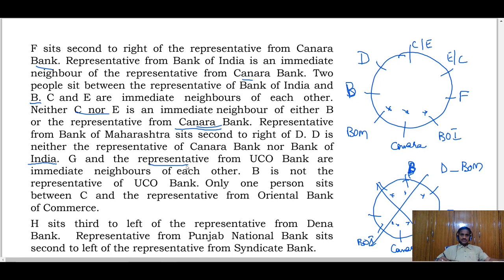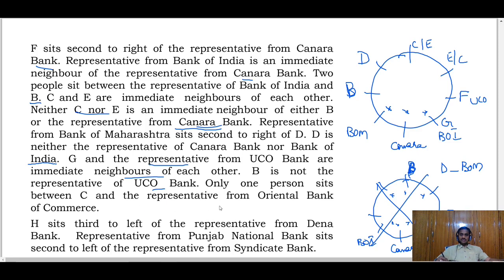G and UCO Bank are immediate neighbors of each other. If G is here, UCO Bank is here. There are two different possibilities. G can be Bank of India or Bank of Maharashtra. And B is not UCO Bank. So this person is UCO Bank, and G and UCO Bank are adjacent to each other.